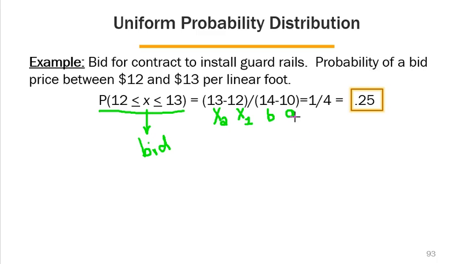So if we were to go back and look at the formula, we would see this there. 13 minus 12 is 1. 14 minus 10 is 4, and that gives us 1/4, or if we want to write it out in decimal form, 0.25 is the probability. So the probability of a particular contractor bidding between $12 and $13 is 0.25 in this example.